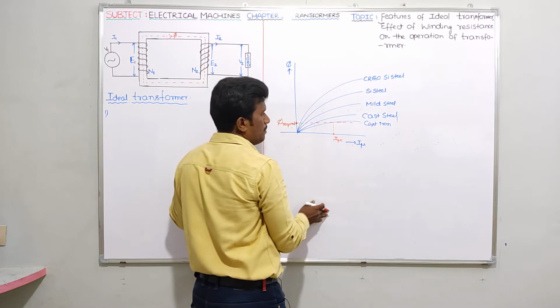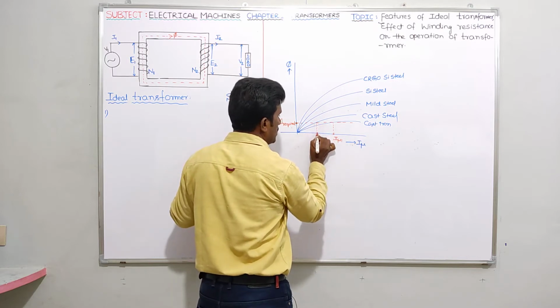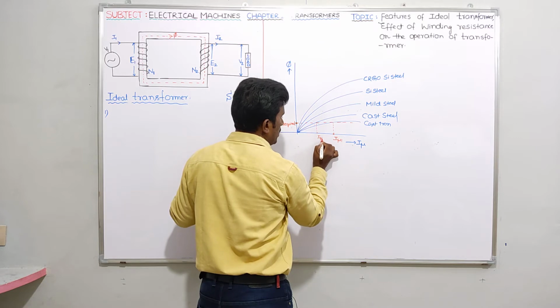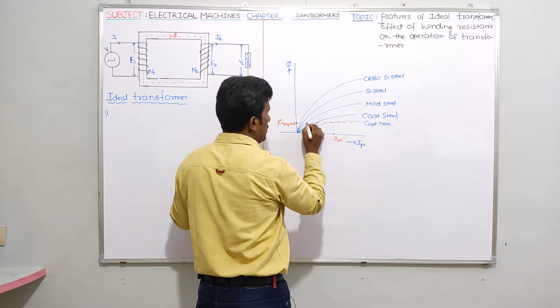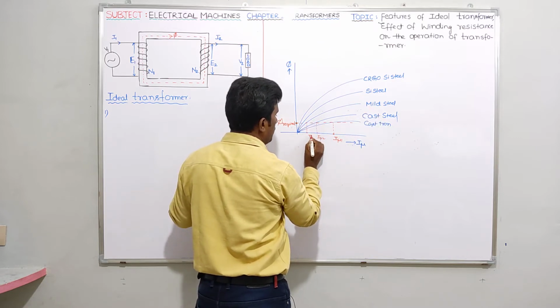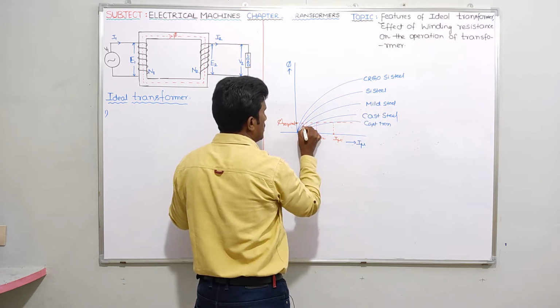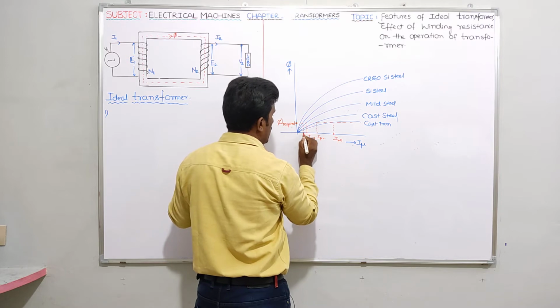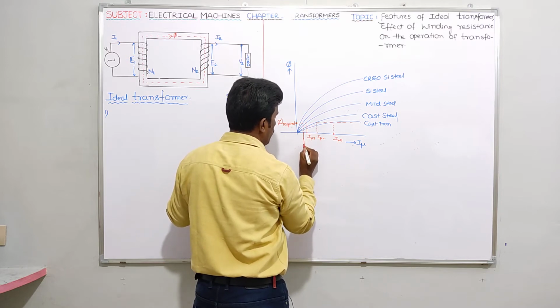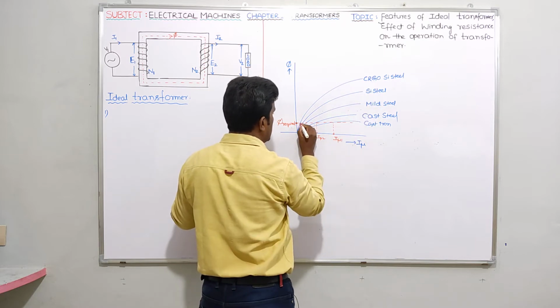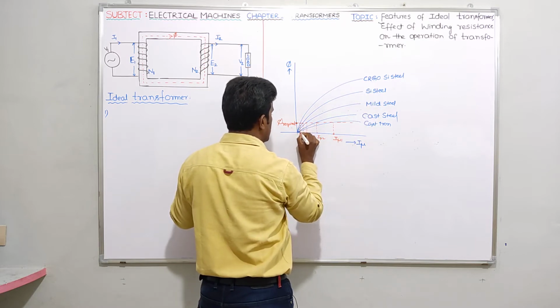Suppose the transformer core is made up of cast steel, this much current, I_mu2. Suppose the transformer core is made up of mild steel, this much current, I_mu3. Suppose the transformer core is made up of silicon steel, this much current, I_mu4. Next, if the transformer core is made up of CRGO silicon steel, this much current.